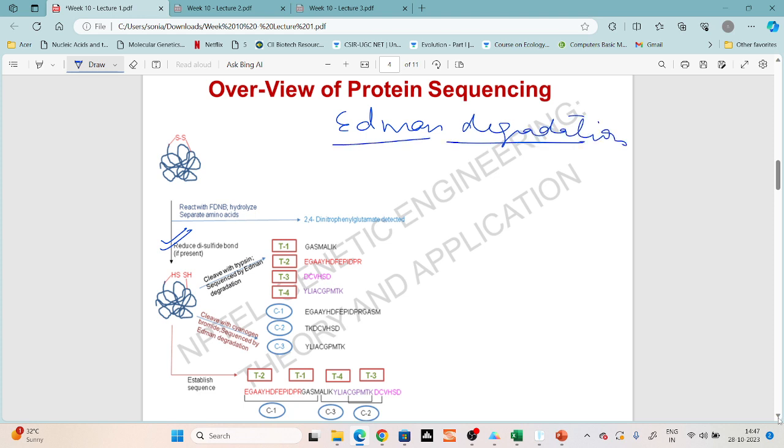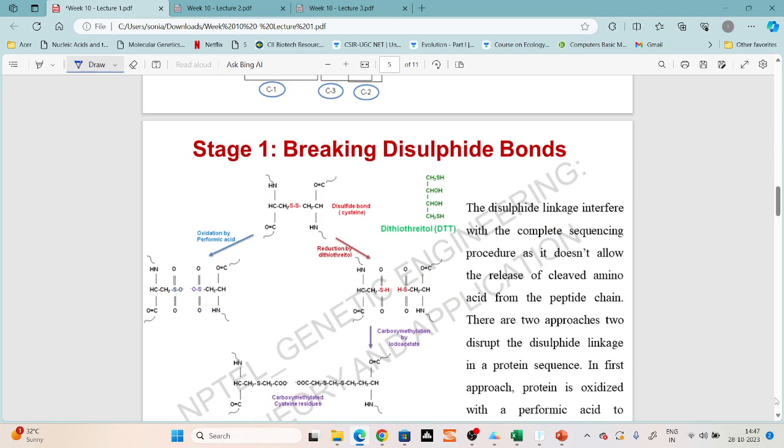So in Edman degradation, first of all, if there are any disulfide bonds, you reduce the disulfide bonds, and then you cleave your sequence and you try to overlap so that your sequence is established. Now, the first step is the disulfide bond breakage. The disulfide bonds can be broken in two ways. The first way is by using performic acid, and the second way is by using dithiothreitol.